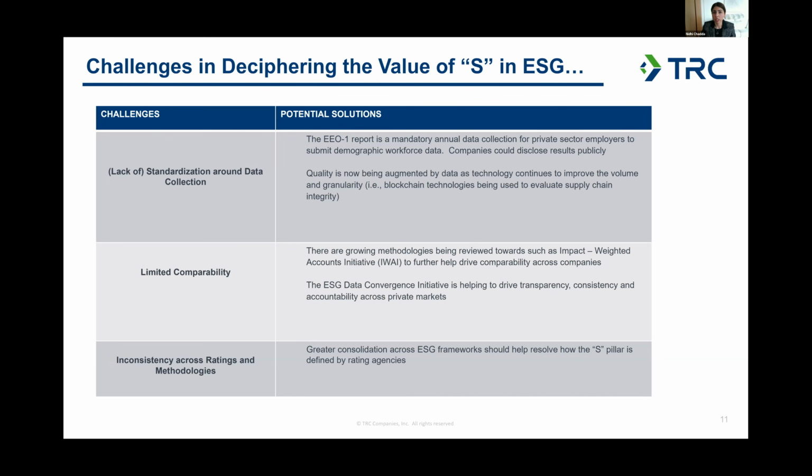We're also seeing quality improve because of technology. Technology is improving the volume, it's improving the granularity of data, and it's helping to drive some consistency. We're also seeing more comparability across new frameworks that are being introduced, whether it's the Impact Weighted Accounts Initiative or the ESG Data Convergence Initiatives.